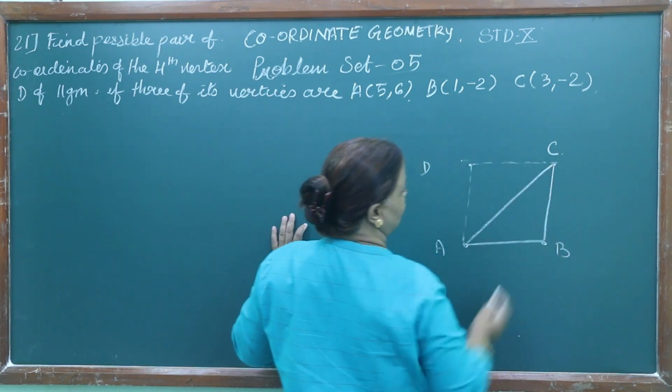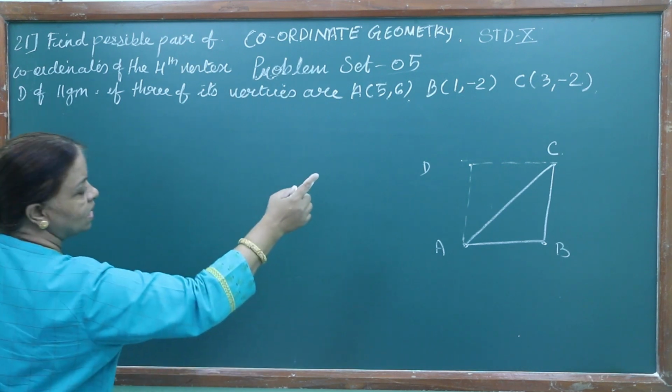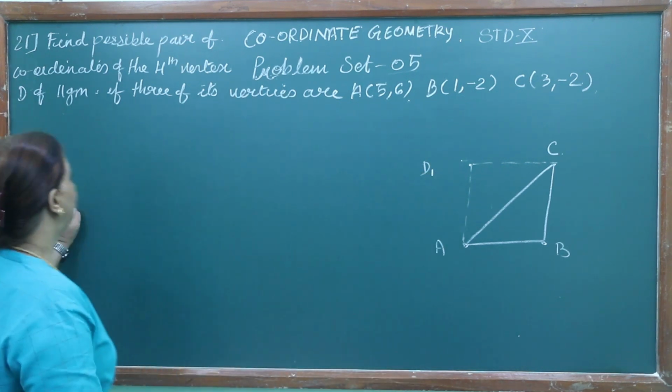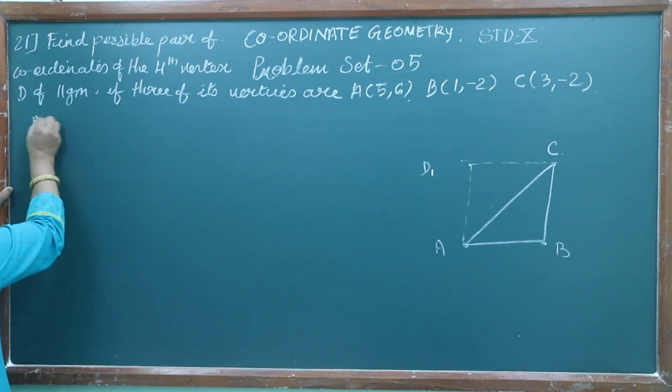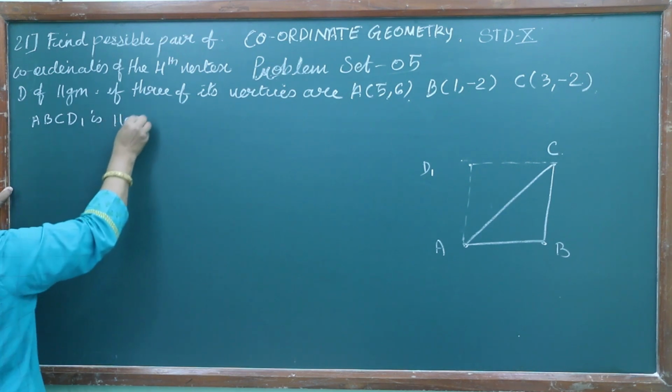Yes. What can I say now? AB is equal to DC. See, A, B, C, D. Let me take this point as D1. Okay. So A, B, C, D1 is a parallelogram.